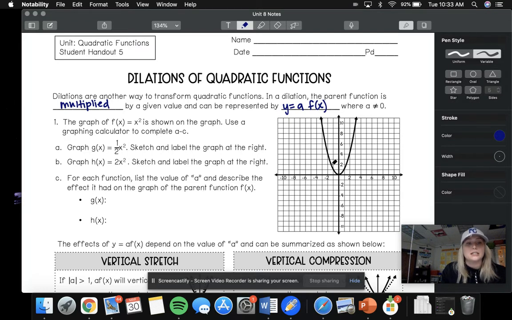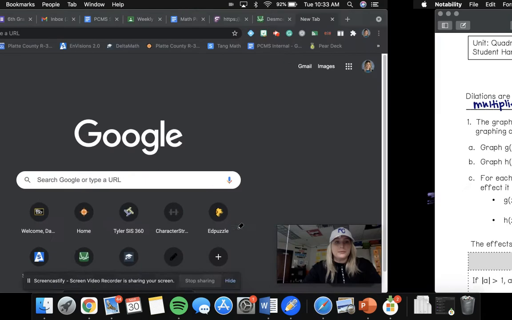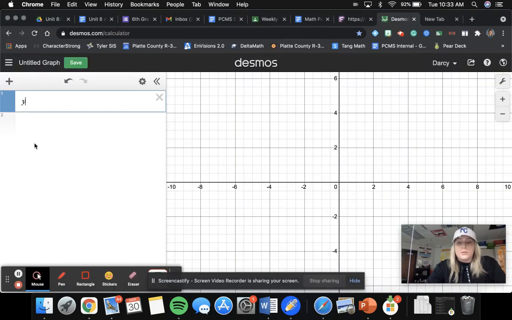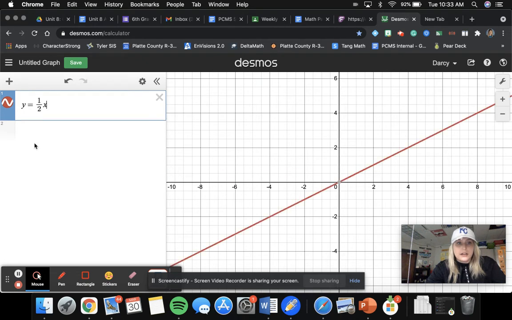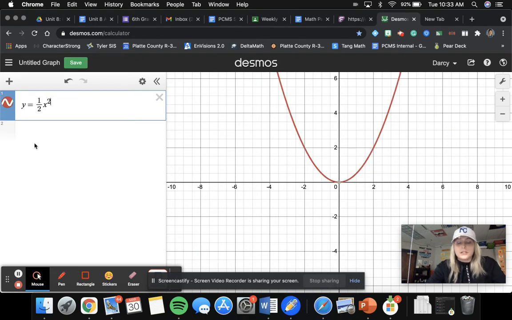The first thing is we are going to graph g of x being half x squared, and then h of x being 2x squared. So right now, I want you guys to use your graphing calculators or use Desmos to plot both of those. Okay, so y equals, and we're going to do half x squared first. If you're using your graphing calculator, you can go to your table.